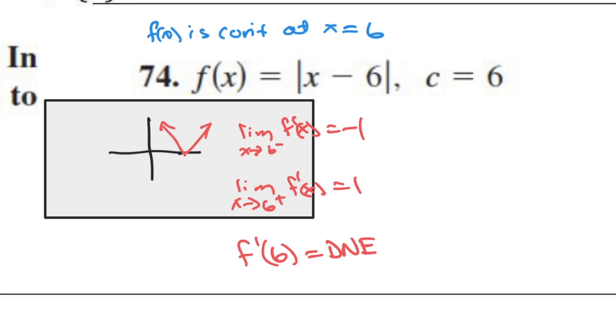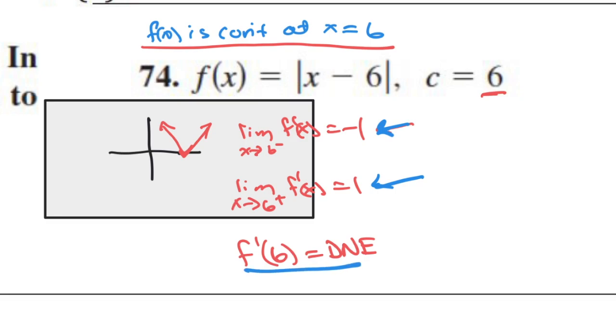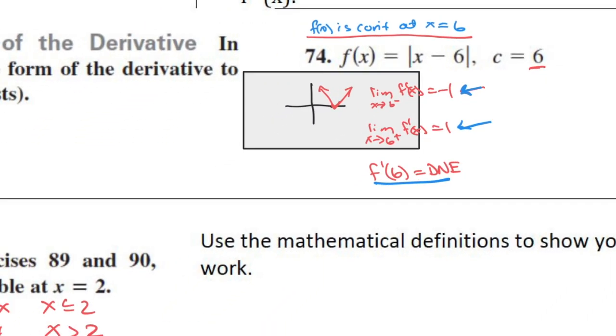We want to know if f of x is differentiable at 6. First understand that it is continuous. What I did is graph the picture. I can see that it's continuous because it's an absolute value function. Next, let's look at the derivative on the left side of 6. As we approach 6 from the left, the derivative is negative 1. As we approach 6 from the right, the derivative is positive 1. Therefore, the derivative at 6 does not exist.